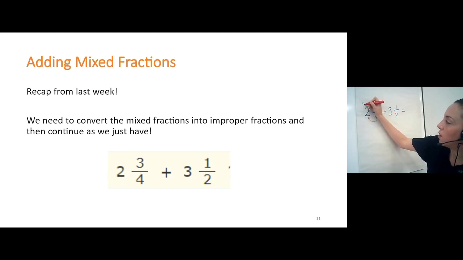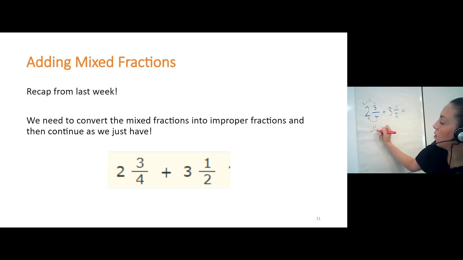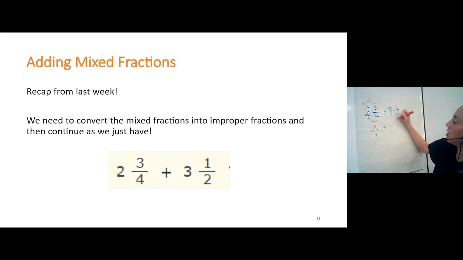So 4 times 2 to give us 8. We then add the numerator to that to get 11 over 4. We do the same with this one. So we take the denominator, multiply it by the whole number. So 3 times 2 is 6. We then add the numerator to give us 7 and put it back over the denominator.